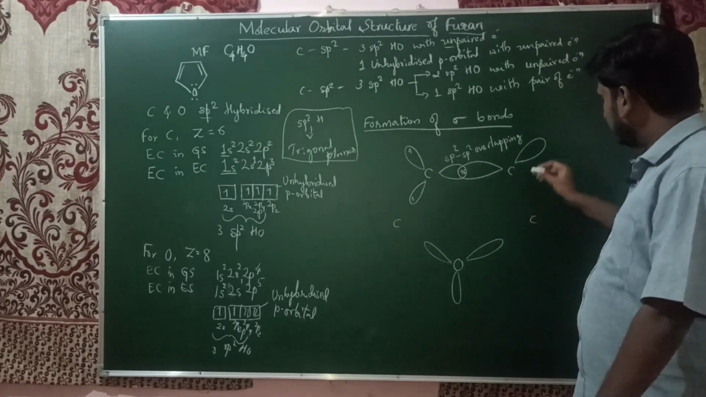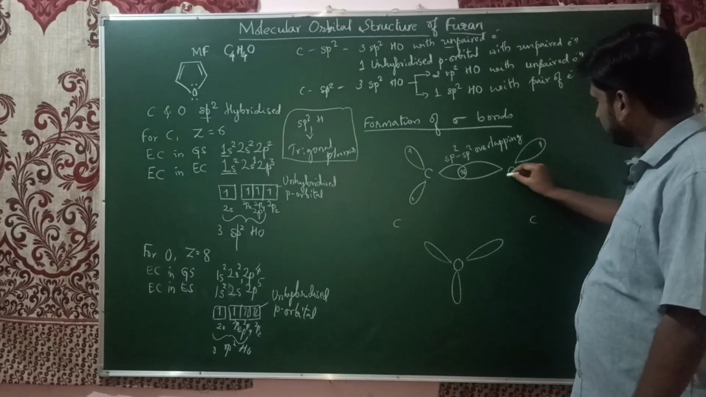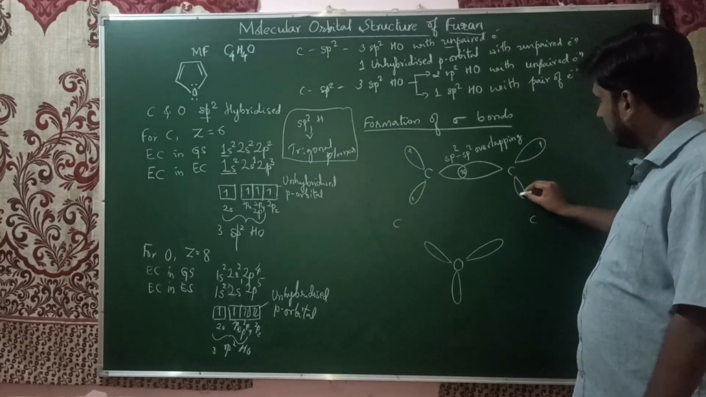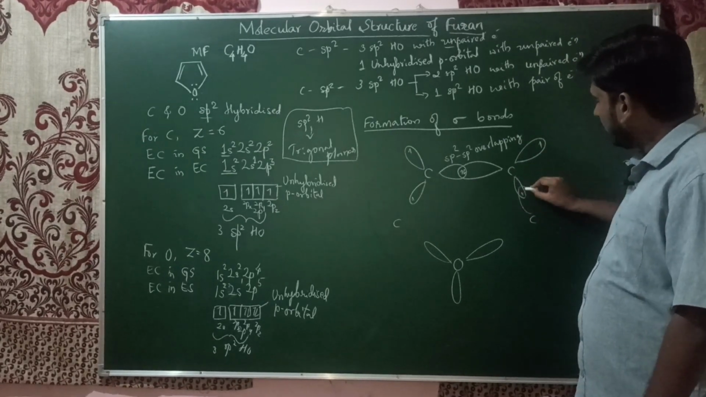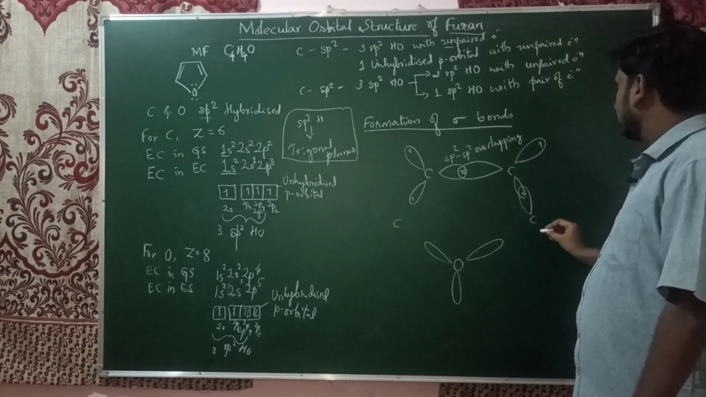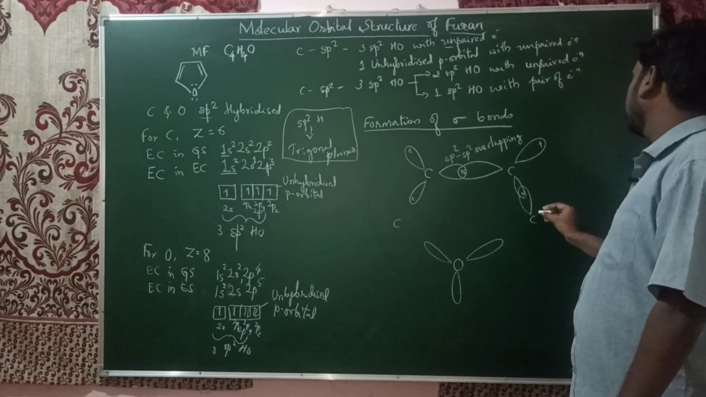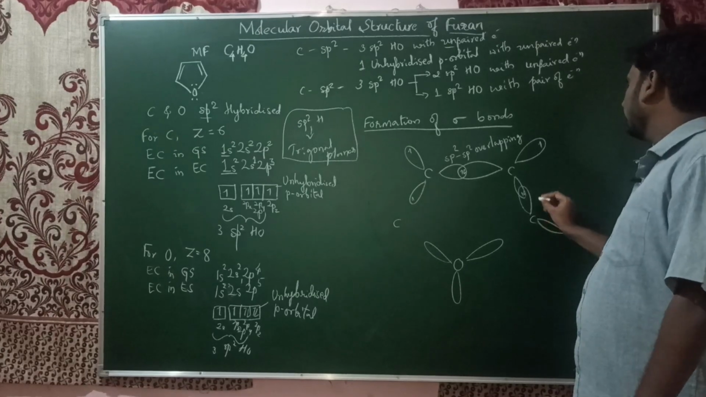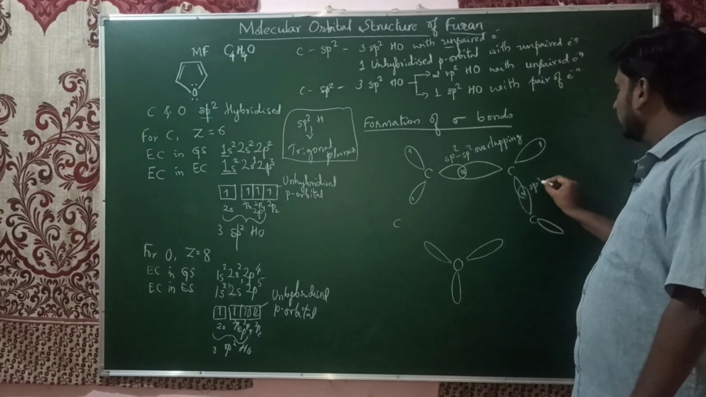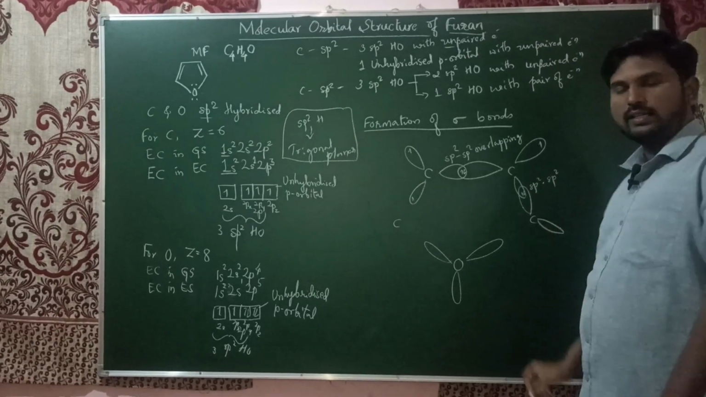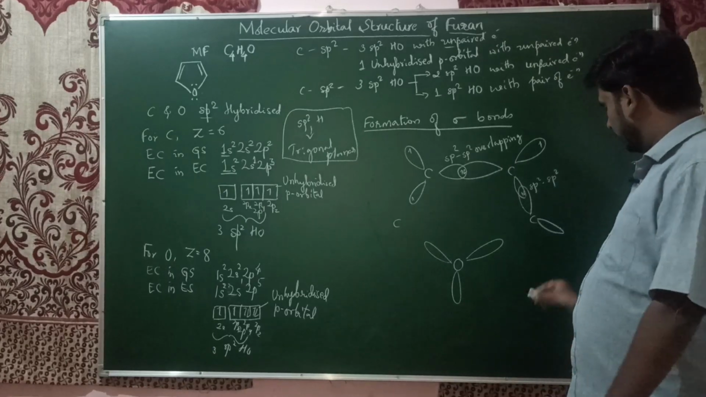The same thing here also. This carbon still has one more orbital with an unpaired electron, and that overlaps with an sp2 hybrid orbital of another carbon atom. This is also sp2 overlapping, forming a carbon-carbon sigma bond.